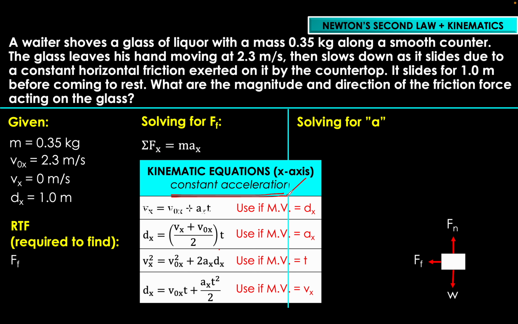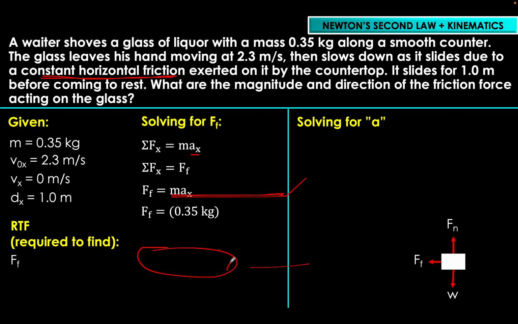Now take note that these equations are for constant acceleration, and it's applicable in the problem because the frictional force on our glass is constant. So if you have a constant frictional force acting on it, then acceleration must also be constant. So we can apply these equations. Now take note that we have to pick this equation because our missing variable is time. And again, whenever time is the missing variable, the goal is just to pick an equation which does not contain time. It's that simple. So that's our chosen equation now.